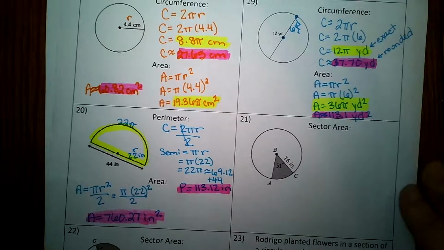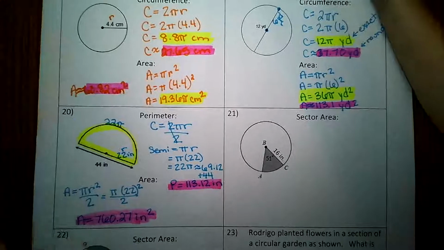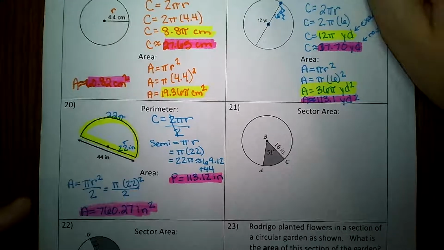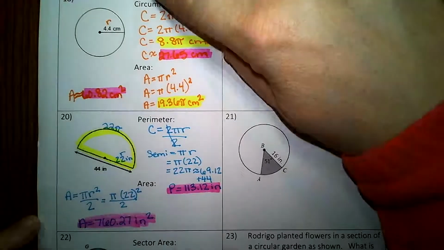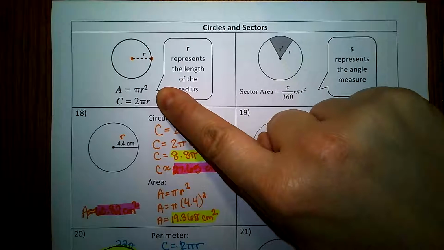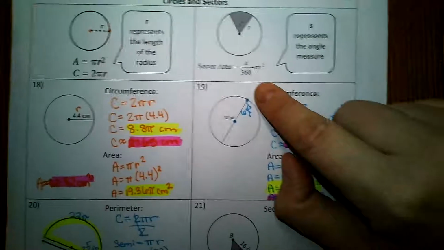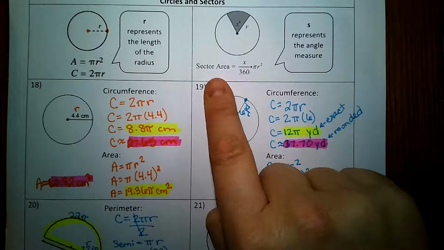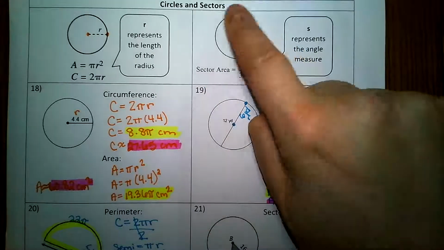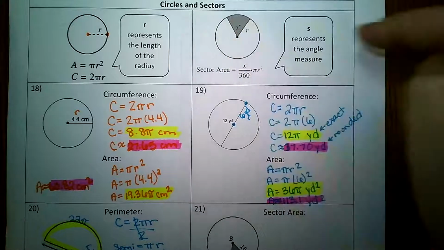Okay, let's switch it up just a little bit. Let's kick it up a notch. Circles are pretty easy. You just have your two formulas. Area is pi r squared, and circumference is 2 times pi times radius. Now what we're going to do is find just a little sector of the circle. So instead of finding the entire circle, we're going to find a little wedge.